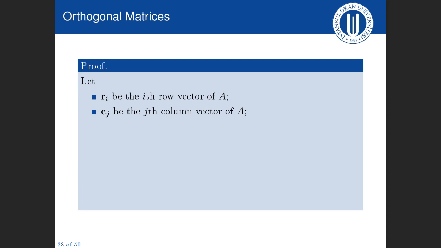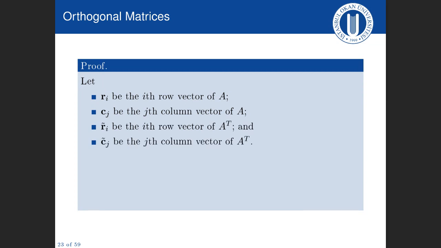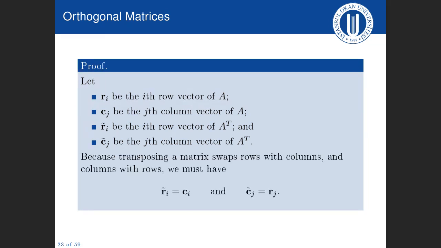First, some notation. Let Ri be the ith row vector of A, and let Cj be the jth column vector of A. And I need row vectors and column vectors of A transpose. Let's call this Ri tilde for the ith row vector of A transpose, and Cj tilde for the jth column vector of A transpose. But wait a minute, when we do transpose, we swap rows with columns and we swap columns with rows. So that means the ith row vector of A transpose must be the same as the ith column vector of A, and the jth column vector of A transpose must be the same as the jth row vector of A.